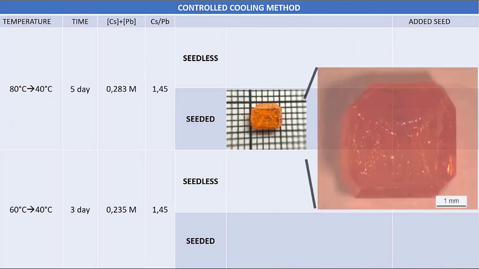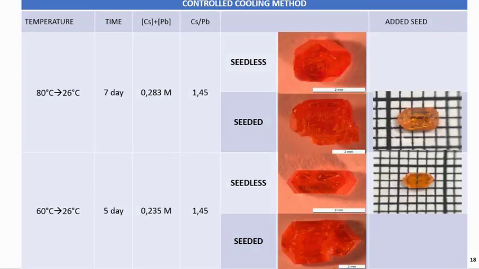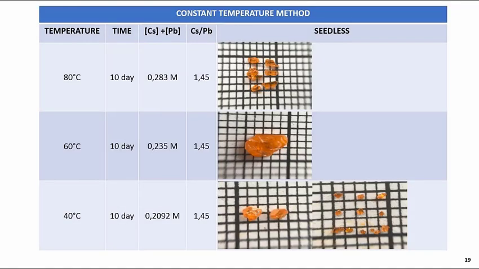Despite foreign nucleation, 5 mm cesium lead bromide single crystals were obtained in 5 days. In the controlled cooling method, nucleation is more controllable when the temperature range is small. As the temperature range increased, it became more difficult to control the nucleation, and many small crystals were observed. Constant temperature experiments were also carried out, seed and seedless.